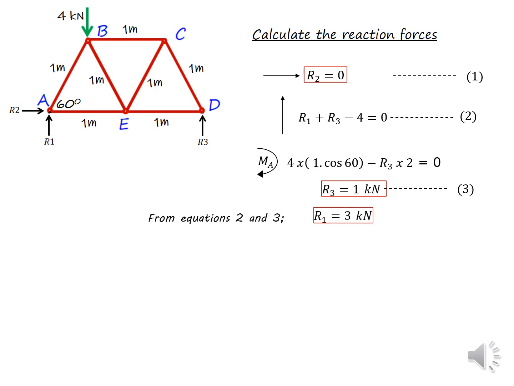From equations 2 and 3, we can find the load for R1. So R1 equals 3 kilonewton. Applying the three equilibrium equations, we have done the calculation of the reaction forces. So the result is R1 equals 3, R3 equals 1, and R2 equals 0.